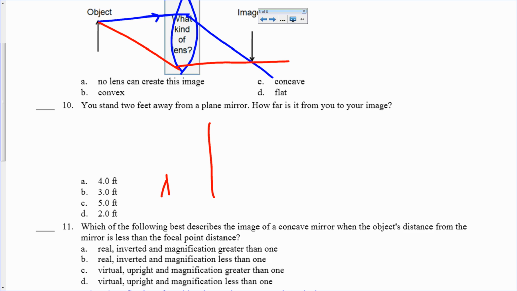If I'm standing 2 feet from a mirror, that means it's another 2 feet to my image. So that's from you to your image is 4 feet.